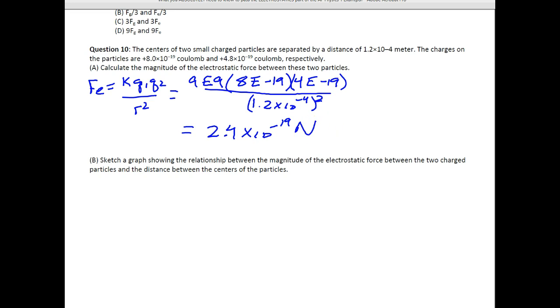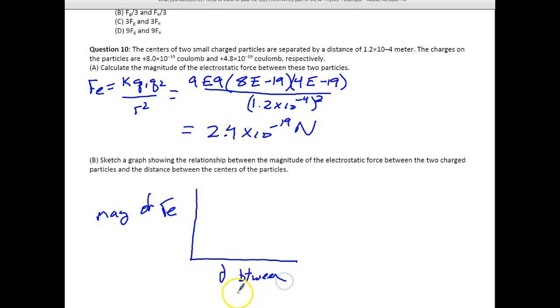The last thing that they want us to do here is sketch a graph of the relationship between the magnitude of the electrostatic force between the particles and the distance between the centers of the particles. So I go ahead and do this. I'm going to say this is the magnitude of the electrostatic force, and then this is the distance between the centers. And our graph should end up looking like this because we know that it is a 1 over the square relationship.